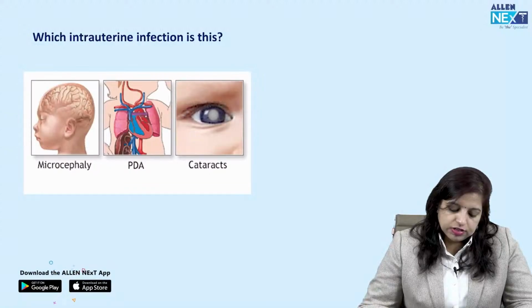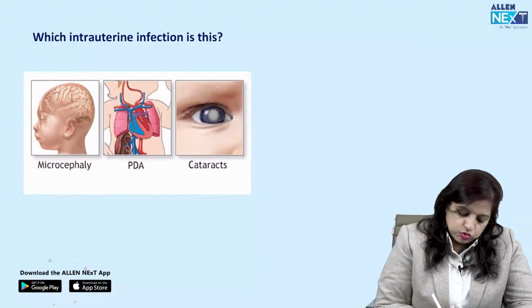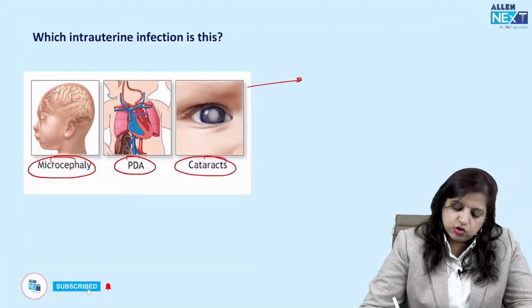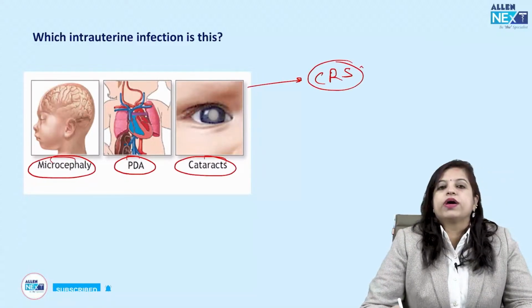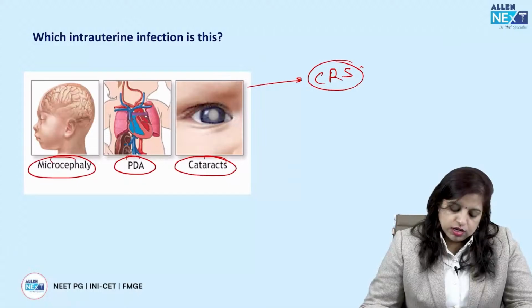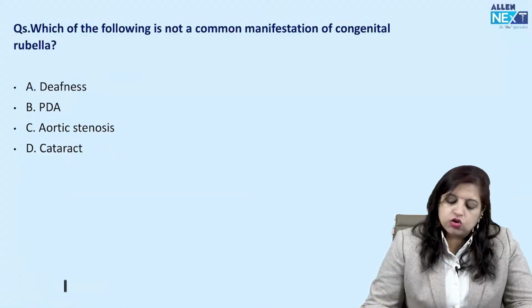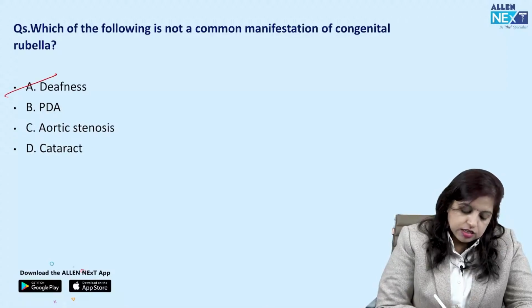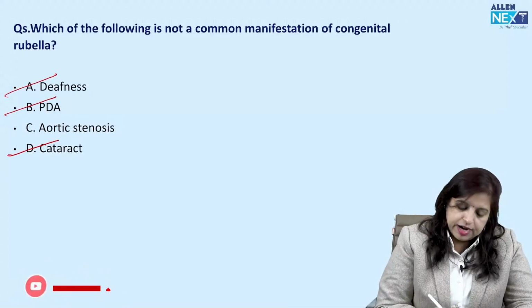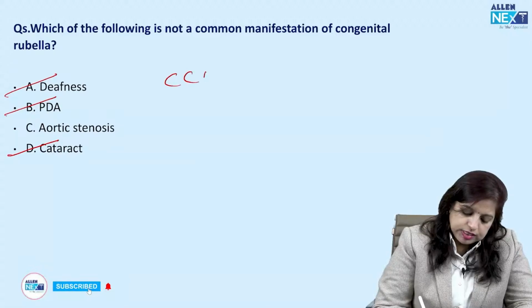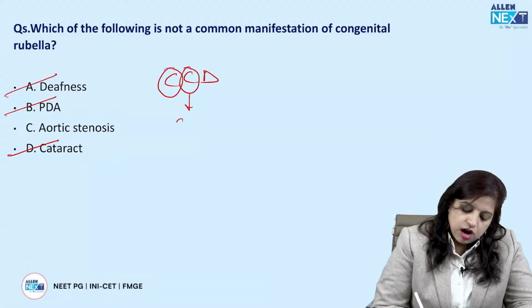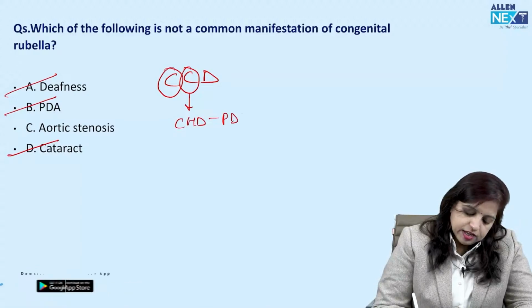Okay, then which intrauterine infection is this? So what you can see is microcephaly, patent ductus arteriosus and cataract. Straight away your answer should be congenital rubella syndrome, right? Okay, then which of the following is not a common manifestation of congenital rubella? Is it deafness? It is there. Then PDA, we have just seen. Cataract, yes, you remember the mnemonic CCD. C stands for cataract, C again stands for congenital heart defect in the form of PDA, and D stands for deafness, right?